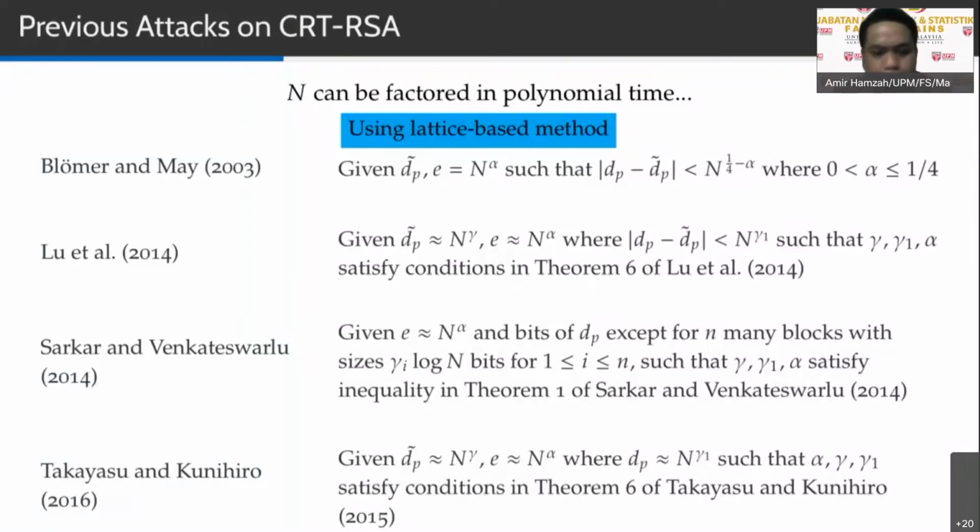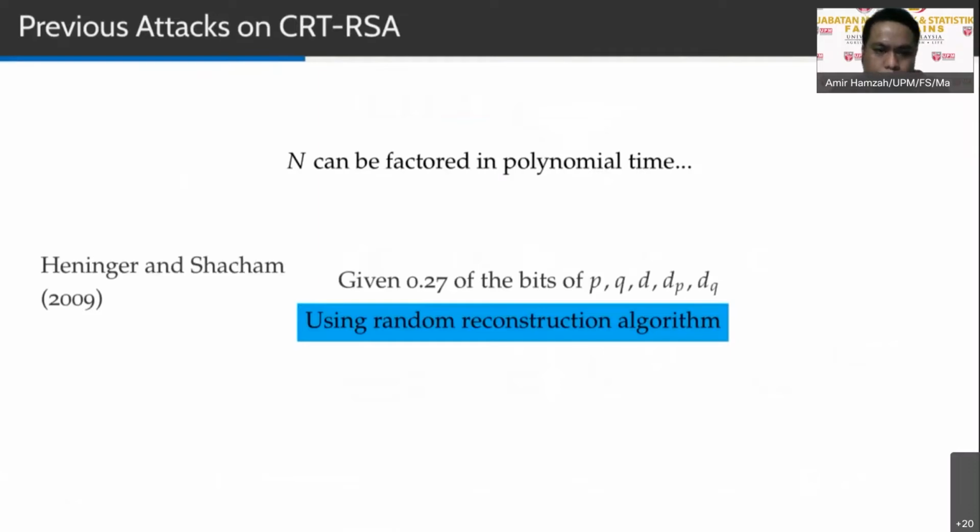Let's have some literature review very fast here. There are some partial key exposure attacks on CRT-RSA, and the common aim of these attacks is that we can factor n, the RSA modulus, in polynomial time. We can see here there are 4 methods using the lattice-based method, and we can also use the random reconstruction algorithm to factor n in CRT-RSA in polynomial time.